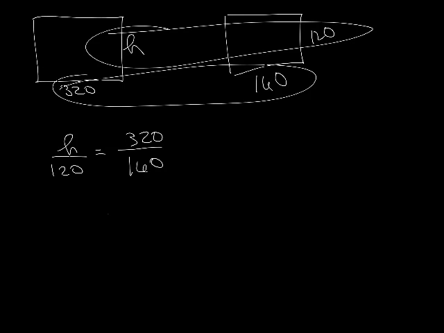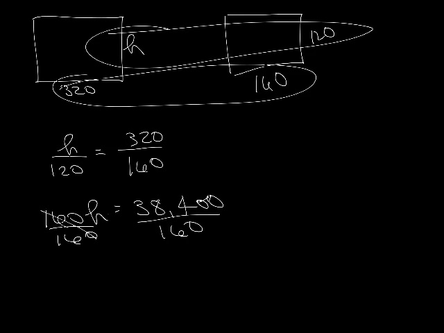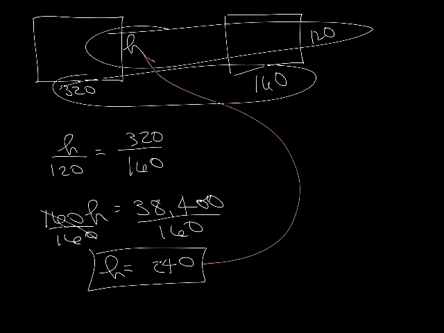Okay, so then we cross multiply, and 320 times 120 is 38,400. Divide both sides by 160. Those go away, and h equals 240. So that means that the height of this one is 240. So they're similar. The ratios are going to be the same.